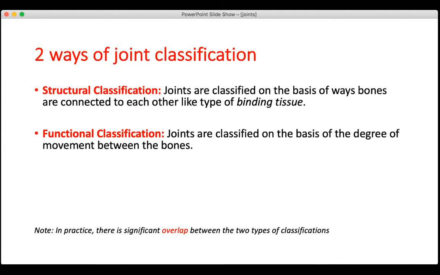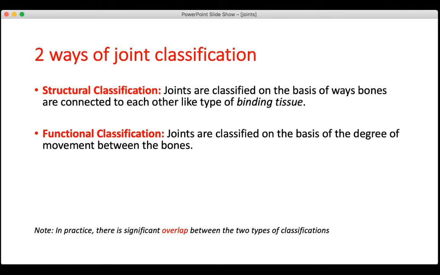Second major classification is functional classification. As you can tell from the title, function means the function they perform. What do joints basically do? They are basically involved in movements. So the joints which are classified on the basis of degree of movement or type of movement, that classification is known as functional classification.